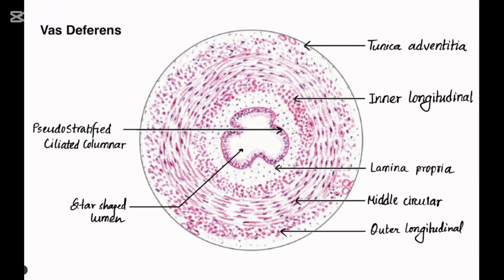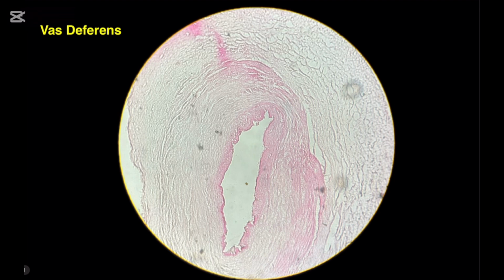Let's look at the histology. So there's the lumen of the vas deferens, here's the epithelial mucosa, there's lamina propria, there's your thick muscular layer, and outside there's tunica adventitia. The lumen is irregular or star-shaped. The epithelial mucosa is the same as that found in the epididymis. Then the muscular layer contains outer longitudinal, inner longitudinal, and middle circular. Here's the slide. You have an irregular lumen, which is surrounded by a thick layer of muscle.